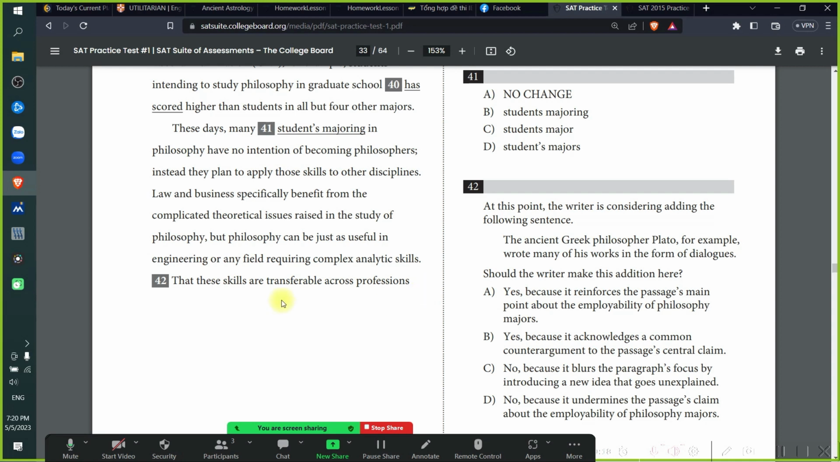So they talk about... it has nothing to do with dialogues or whatever here.